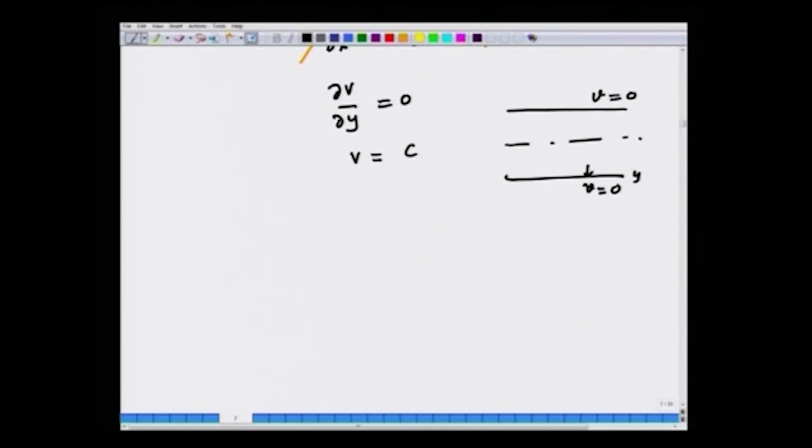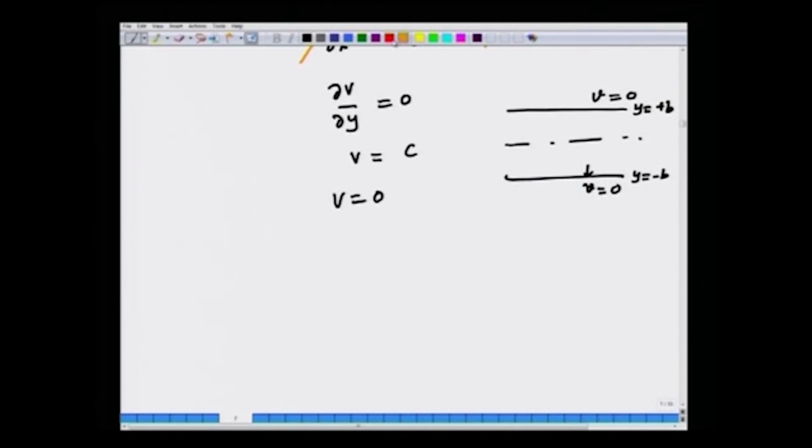Velocity v is 0 at y equals minus b and y equals plus b. So, if it is 0 at one of the walls, and the velocity is a constant, the constant has to be 0 everywhere. So, the normal component of the velocity is 0 everywhere in the flow.